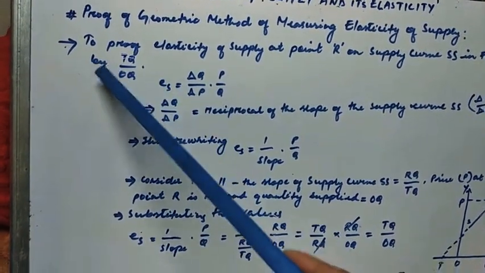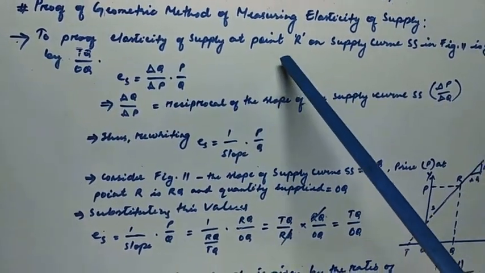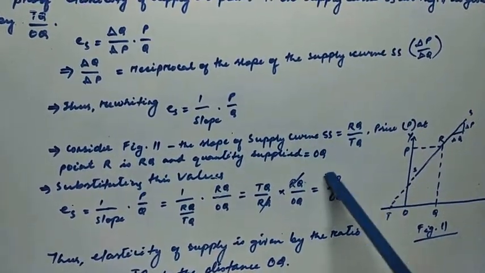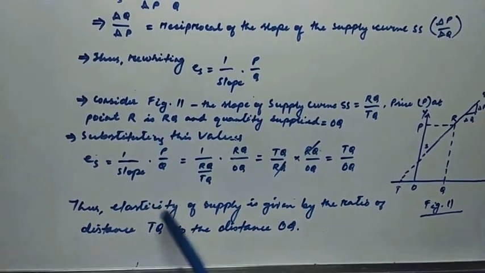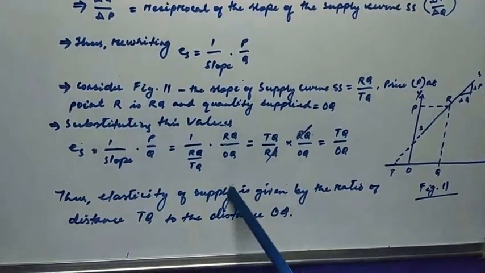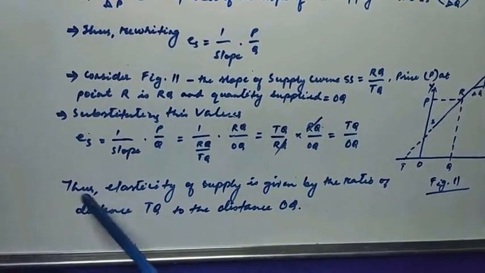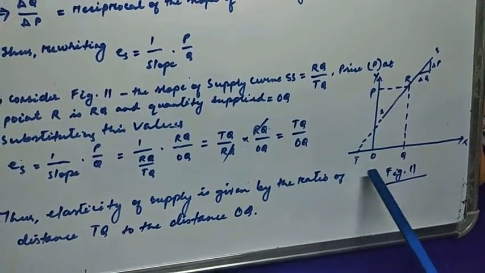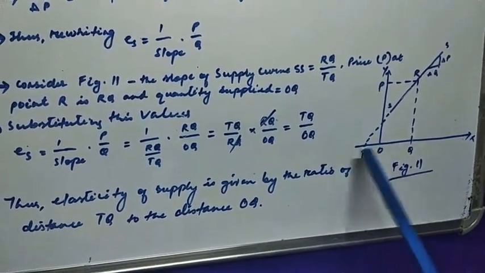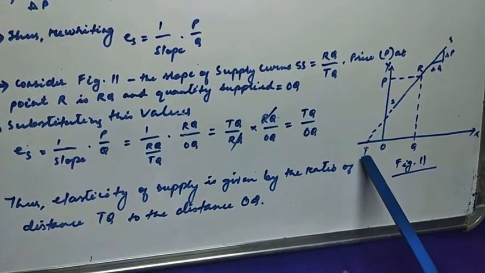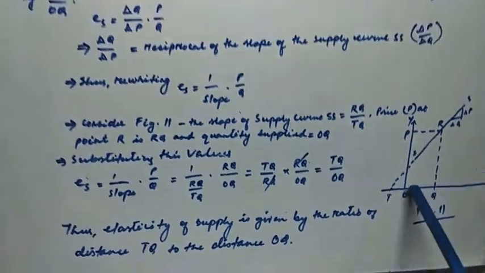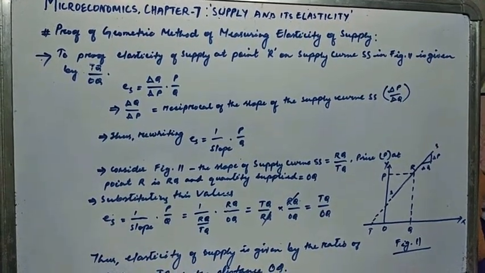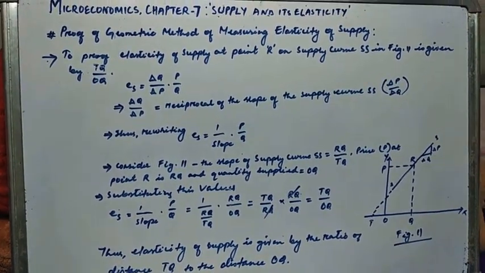So we have just proved that the elasticity of supply at point R on the supply curve SS will be given by TQ over OQ. So this is the proof. Elasticity of supply is given by the ratio of the distance TQ to the distance OQ. So that is the proof for the geometric method of measuring elasticity of supply.